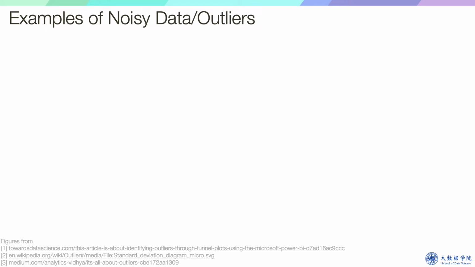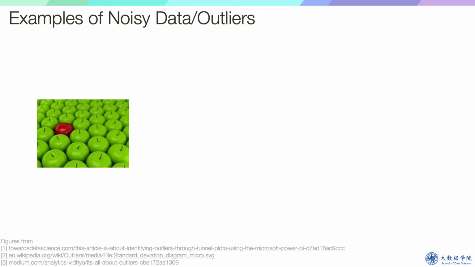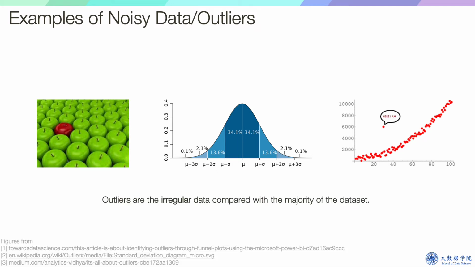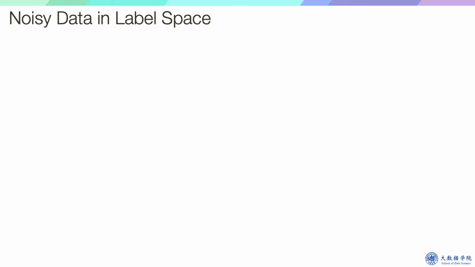What is noisy data? It may be the red apple surrounded by green apples. It might be the data more than 3 standard deviations from the mean value, or it might be the points that are far away from the curve. Generally, noisy data or outliers are the irregular data compared with the majority of the dataset. In particular, in label space, noisy data mainly refers to the mislabeled data.